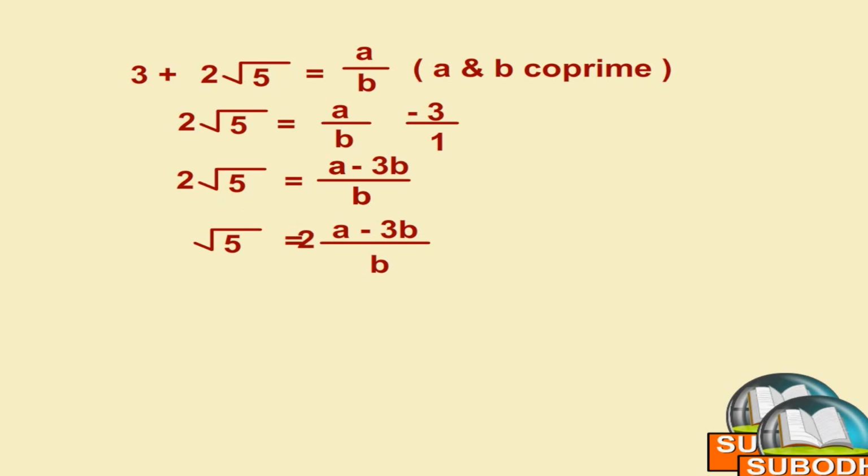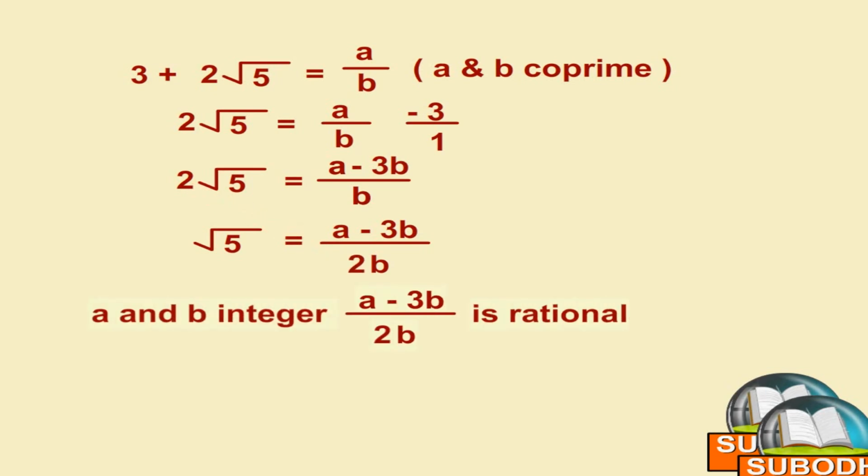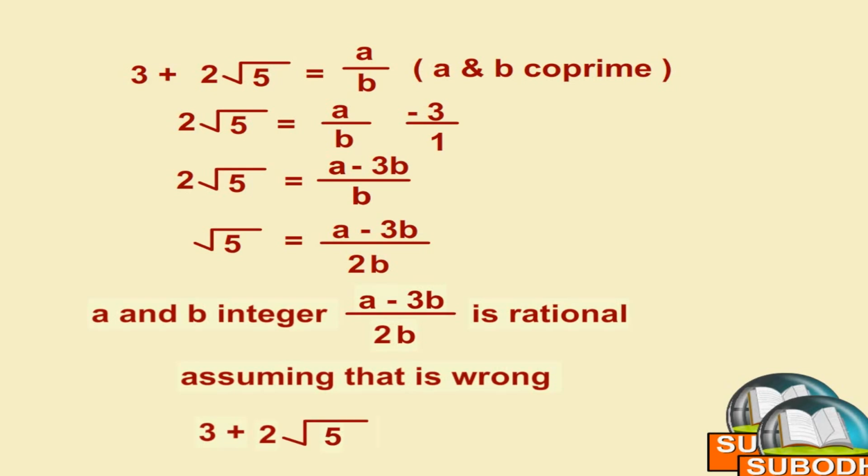Transferring the 2 to the denominator, we get a multiple of 2. A and b are integers. Therefore, a minus 3b by 2b is rational, but root 5 is irrational. Therefore, our assumption is wrong. Therefore, 3 plus 2 root 5 is irrational.